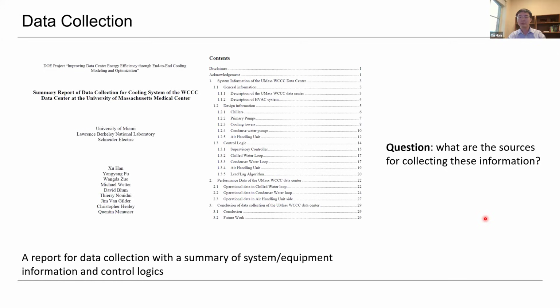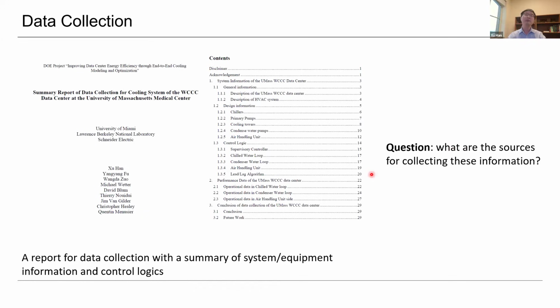Based on the data collection, we prepared a report summarizing everything. Here is a snapshot of the report. You can see it includes, for example, the general information like the layout of the data center, and some design information like the chiller, pump, cooling tower, and air handling unit. Also the control logics, including the supervisory controller and some local controllers. We'll talk about those later. And also some operational data we collected.